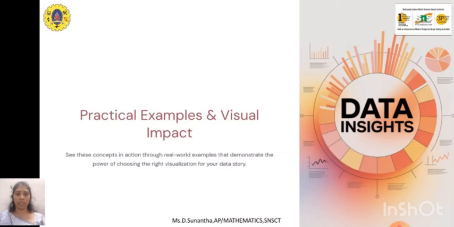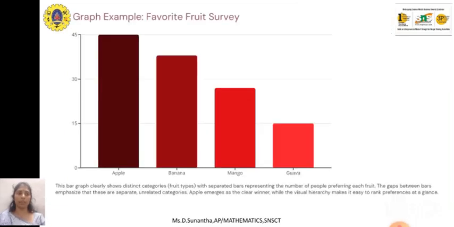So here are the practical examples on visual impact. See these charts in action through real world examples that demonstrate the power of choosing the right visual for your data. So here is an example.